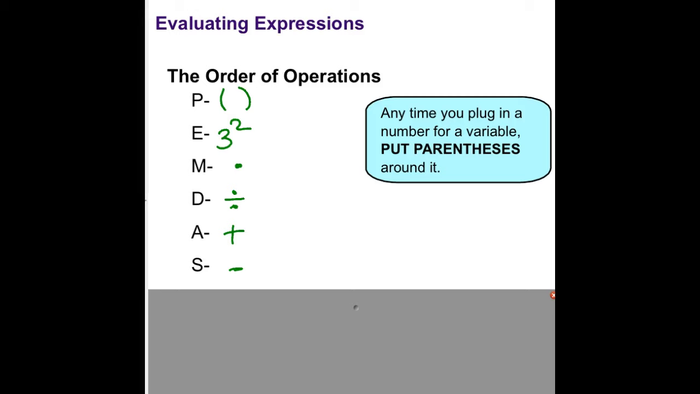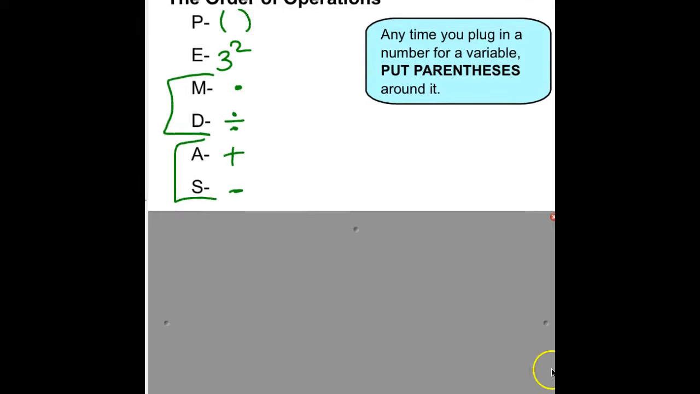Now, really, when we write this, M and D, multiply and divide, are the same step. You're going to do whichever one comes first. Add and subtract are the same thing. You're going to do whichever one comes first. Multiply does not have priority over divide, and add does not have priority over subtract. They are in the same step. You do whichever one of those comes first.